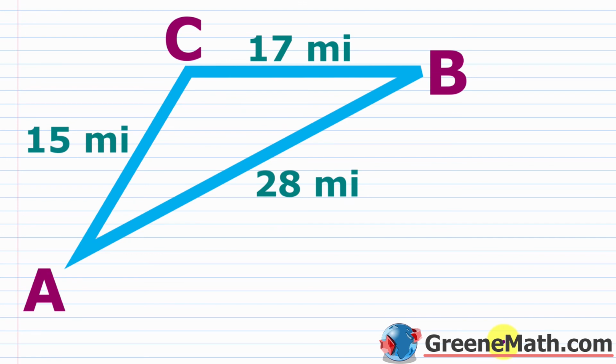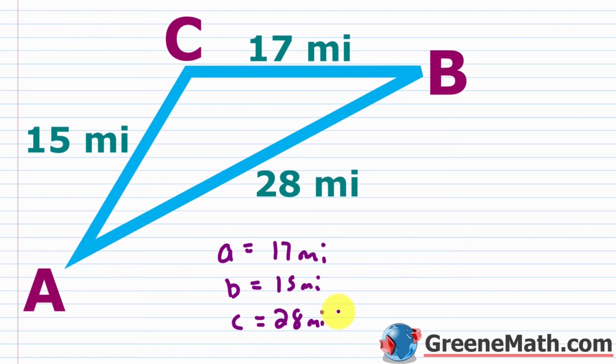All right, let's change things up just a little bit and look at the case where we have all 3 sides, and to solve the triangle, you need to find the 3 missing angles. So in this particular case, let me just read this off. We have our side A, which is going to be 17 miles. And then we have our side B, which is going to be 15 miles. And then we have our side C, lastly, which is going to be 28 miles, okay?